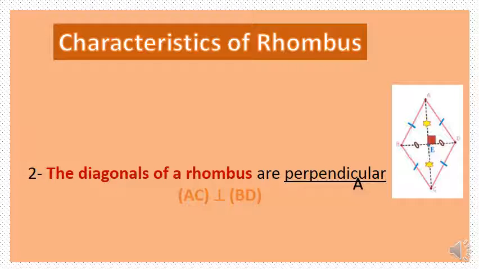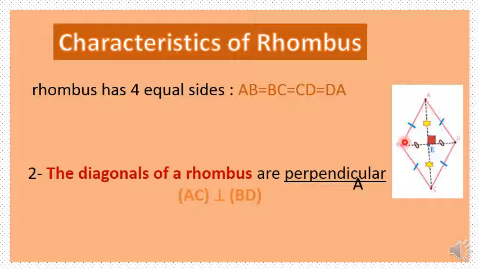Now let's talk about the characteristics of the rhombus. Look at the figure. The rhombus has 4 equal sides. AB is equal to BC is equal to CD is equal to DA. Now let's look at the diagonals. What can you say about the diagonals of the rhombus?